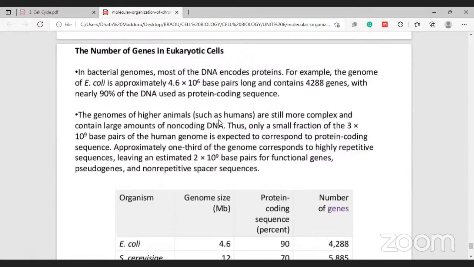And now, overall, what is the number of genes present in eukaryotic cells? Suppose in the bacterial genome, most of the DNA codes for proteins. The genome is 4.6 × 10^6 base pairs, it has 4,288 genes, and 90% of the DNA is protein coding. But in human beings, it has 3 × 10^9 base pairs, but only a small amount of DNA is protein coding. Many are repetitive sequences, pseudogenes, and the like.